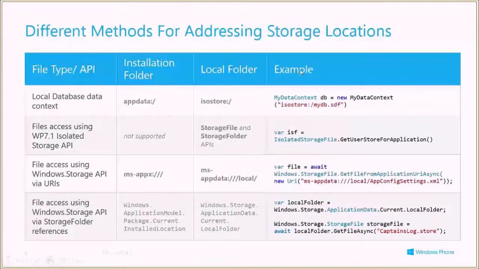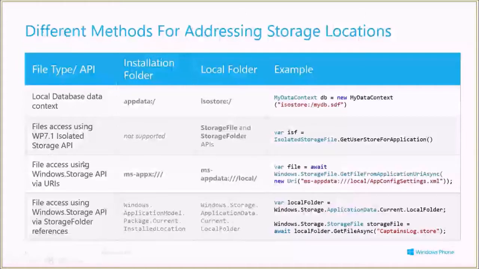So this is an example on how to create a new database file or a data context object. What you can do here is that you put the path of the ISO store when you want to create a file or a data context object in your ISO store local folder.